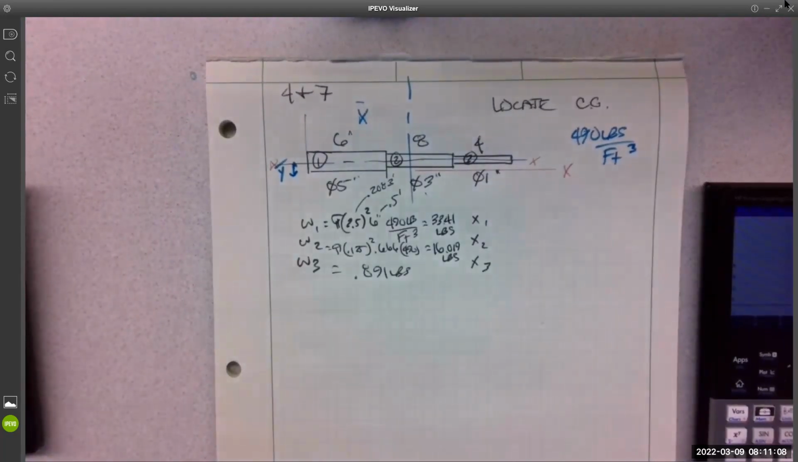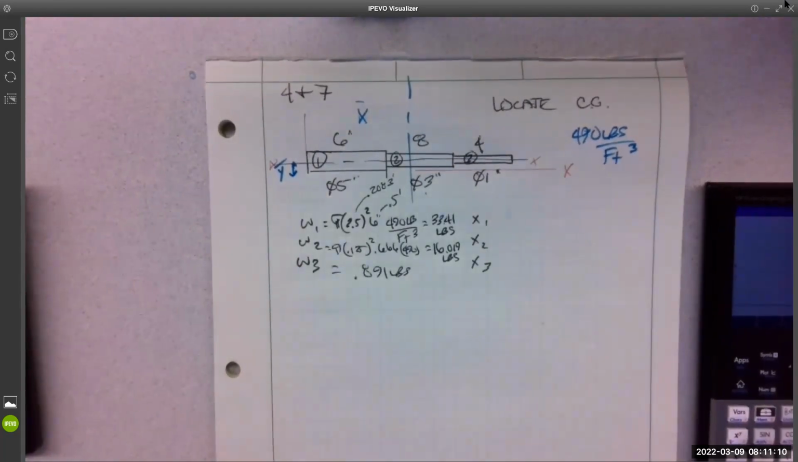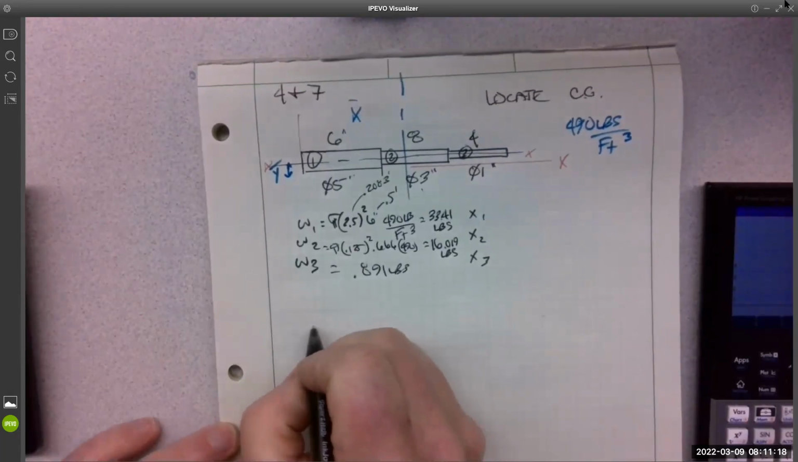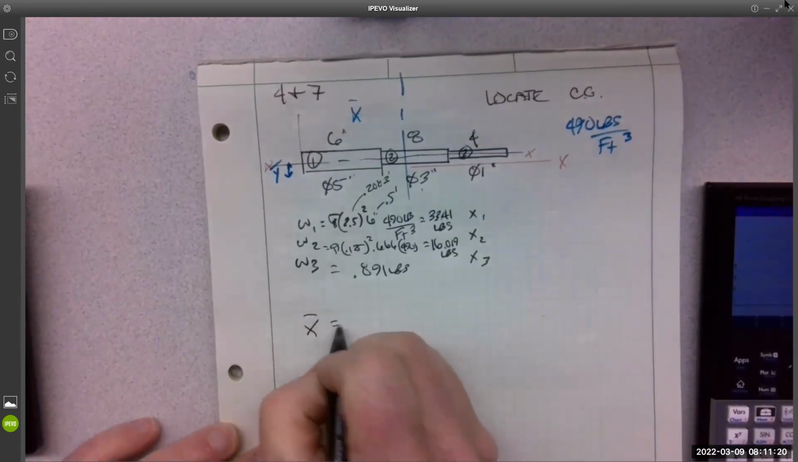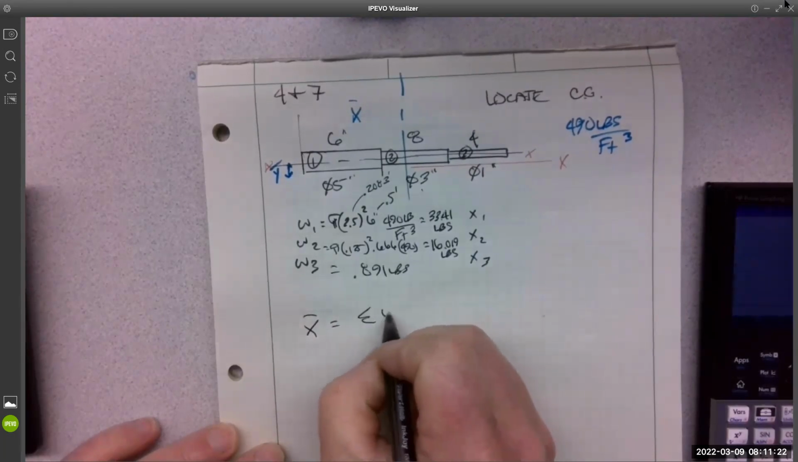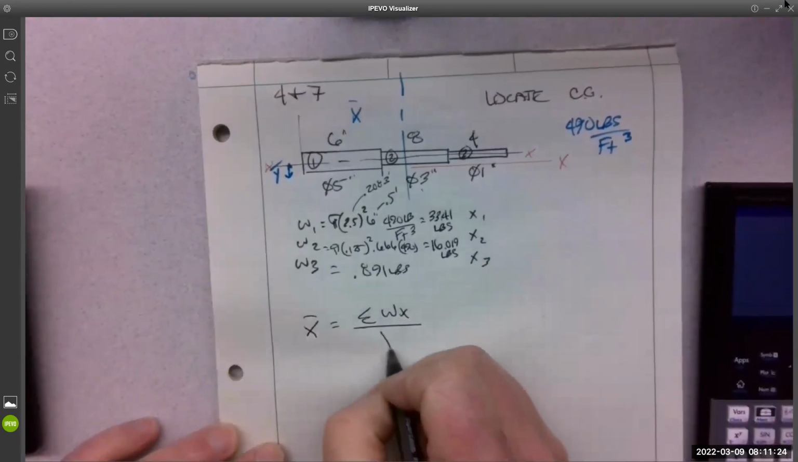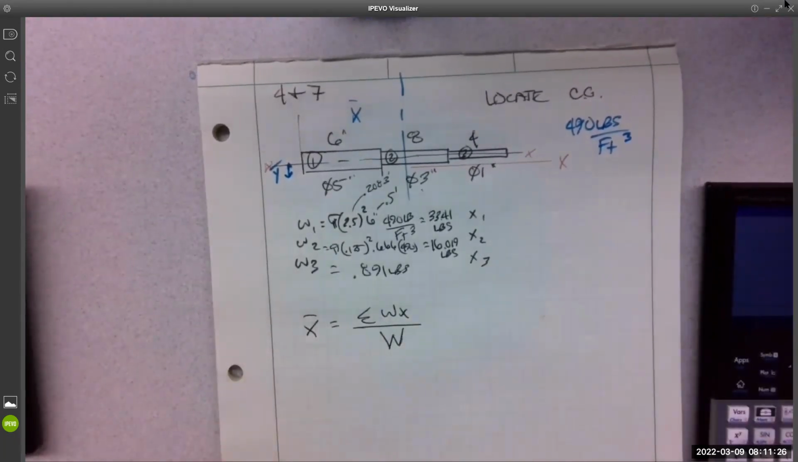So when you're given what the object is, right? If you know its weight, then you would work with the weights. And that's what we're doing. The equation for X bar, right? The summation of WX's all over large W. So that's the equation when you have mass or weight.